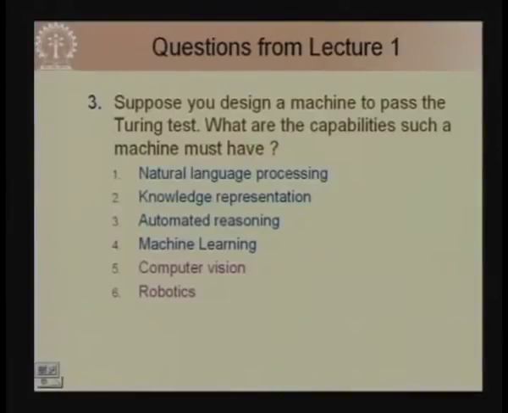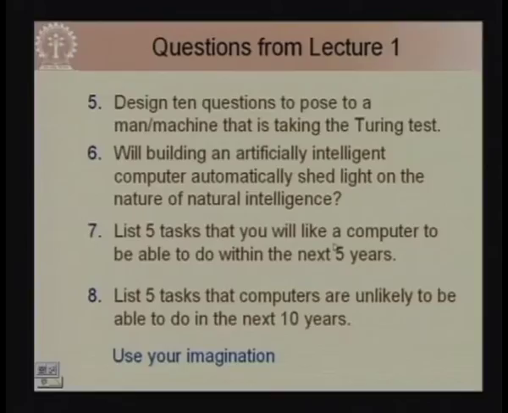Also, in order to pass the so-called complete Turing test, or to really act like a human, the machine would also have to have expertise in computer vision as well as robotics. The other 4 questions from the first lecture: design 10 questions to pose to a machine or man taking the Turing test. I leave it to you to design appropriate questions. Same for the next 3 questions.